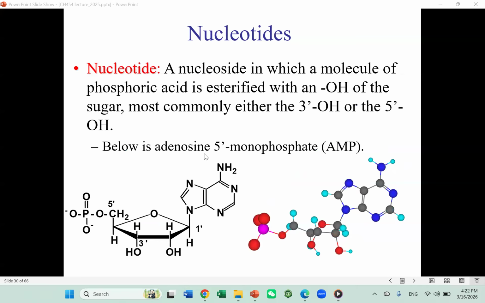Then we can assemble nucleotides. For nucleotides, we add a phosphate, either on the 5 prime or the 3 prime. The bottom one has the phosphate on the 5 prime, so in this case we can name this compound adenosine 5 prime monophosphate. The 5 prime indicates this phosphate is added on the 5 prime carbon.